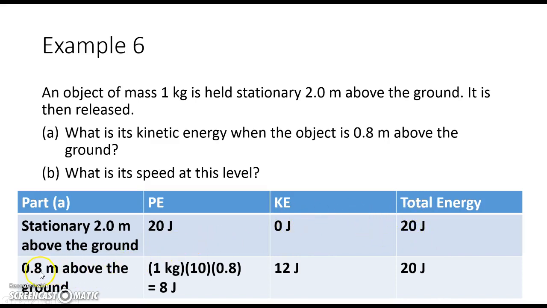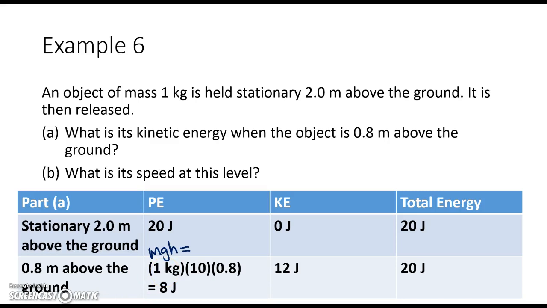Now, when it reaches 0.8 meters above the ground, we are able to calculate its new potential energy. These are the numbers that we substitute into the formula mgh. Remember, we are still using the SI units. So that gives me 8 joules. Now, because the total energy remains the same due to the conservation of energy, 20 joules minus 8 joules gives me the kinetic energy of 12 joules at this level of 0.8 meters above the ground.